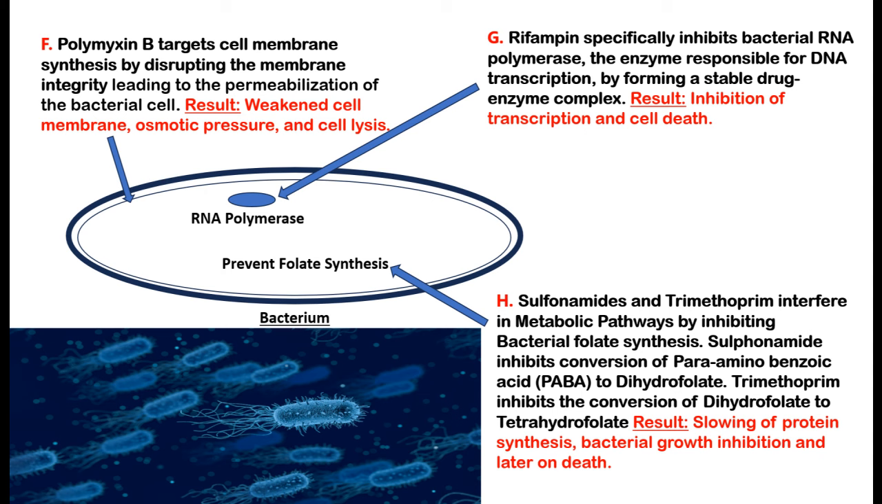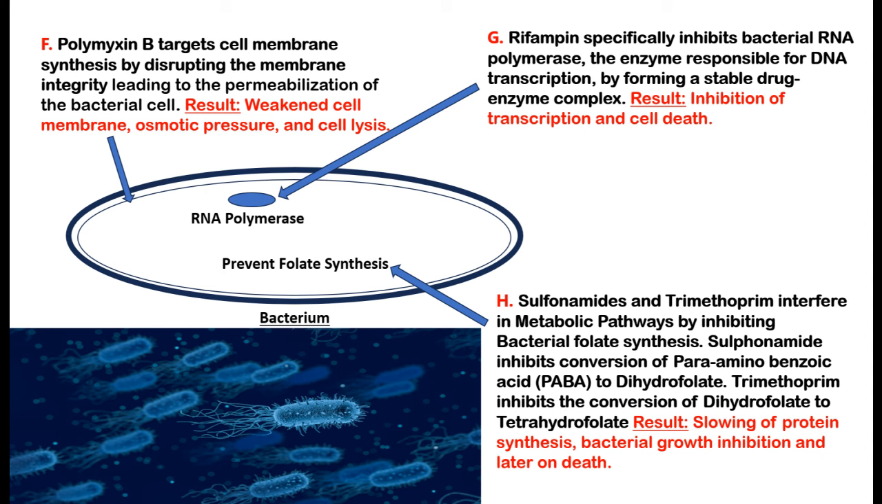Polymyxin B targets the cell membrane by disrupting the membrane integrity, leading to the permeabilization of the bacterial cell. Result: weakened cell membrane, osmotic pressure, and cell lysis. G. Rifampin specifically inhibits bacterial RNA polymerase, the enzyme responsible for DNA transcription, by forming a stable drug-enzyme complex. Result: inhibition of transcription and cell death.